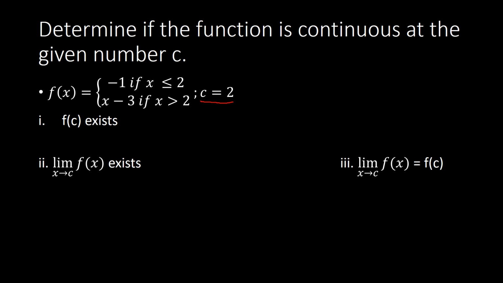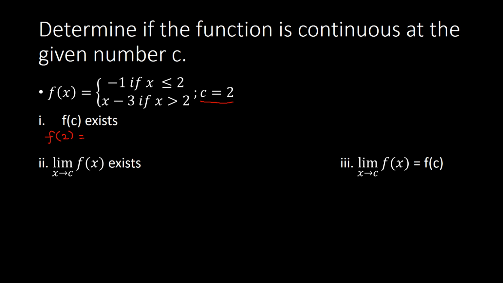So if your f of c doesn't exist, you are not going to go through with testing the second condition, because automatically, if your f of c doesn't exist, that means your function is not continuous. There is discontinuity of your function. So let's try to test it out. Let's have our f of c, or this is what we're having as f of 2. F of 2 would mean we are going to replace all the x's here by the value 2.